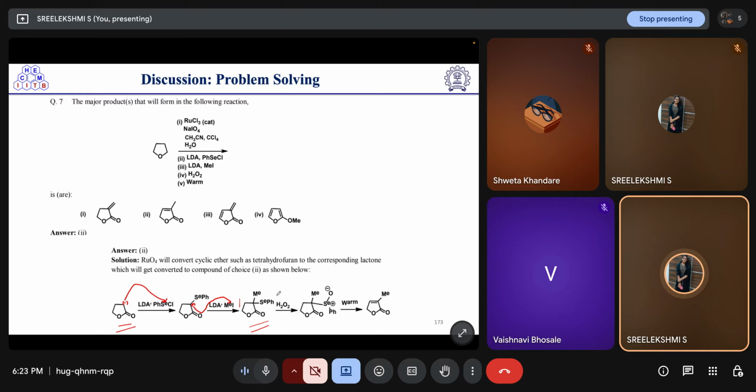Then H2O2, what will it do? It will oxidize the selenium to form this selenoxide. Then if we are heating, elimination will take place from here. This O minus will take this proton, this will go here, and this will eliminate to form this compound 2. Is it clear?